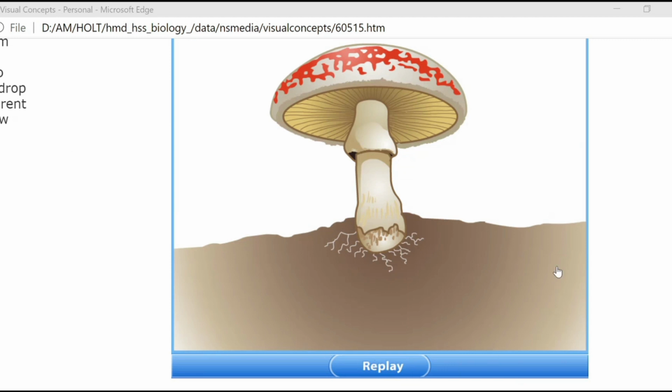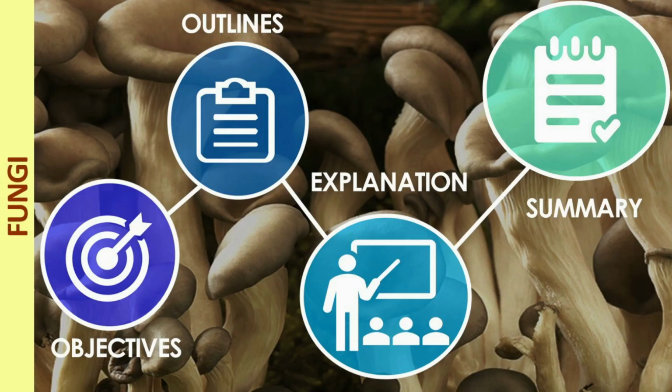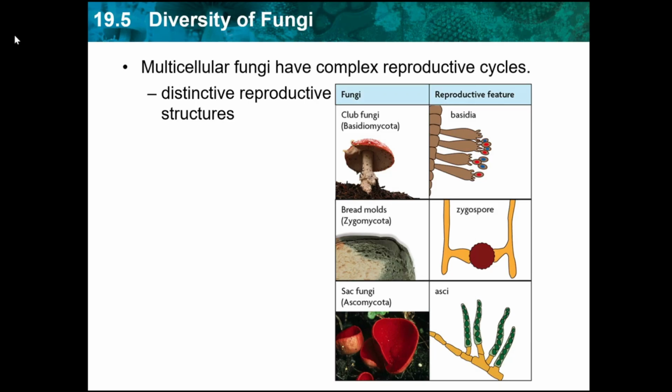Yes, so together we watched how sexual reproduction occurred in the Basidiomycota. So now, if we summarize this, we can say that multicellular fungi have complex reproductive cycles. We have, of course, distinctive reproductive structures. Those are very important in the lesson. Here we have the club fungi or Basidiomycota.